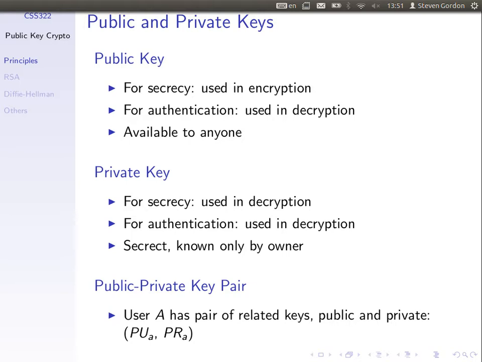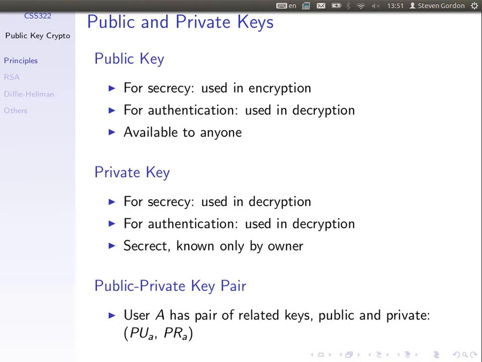So secrecy is confidentiality, making sure that no one else can see the message. Authentication is, we don't care about whether someone sees a message, we care that when I receive a message, it came from the person who they say they are. And we can do that by using the keys in the opposite order.